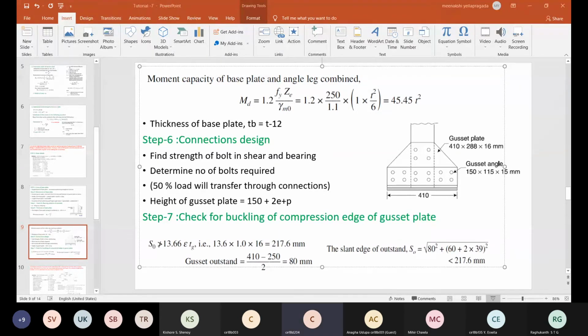I think everybody became familiar with those equations now, because in every design we are making connection designs. So it will be easy to remember that formula, or else you can just go through the code and calculate.